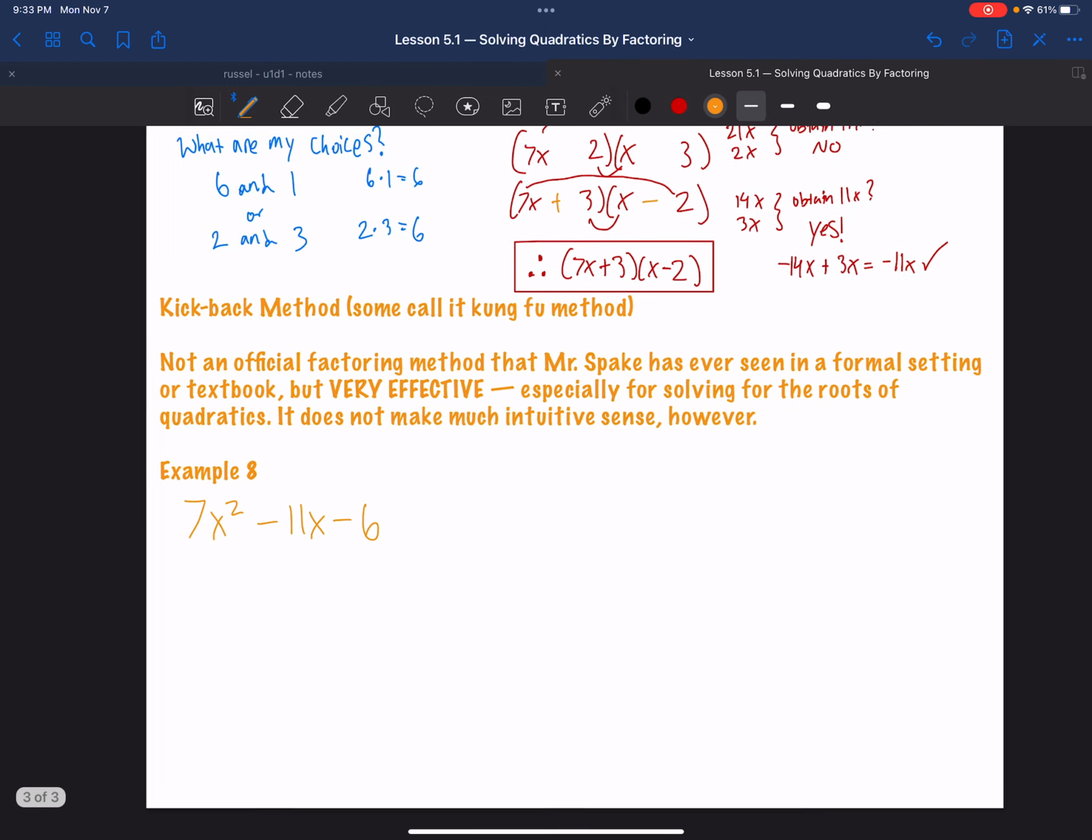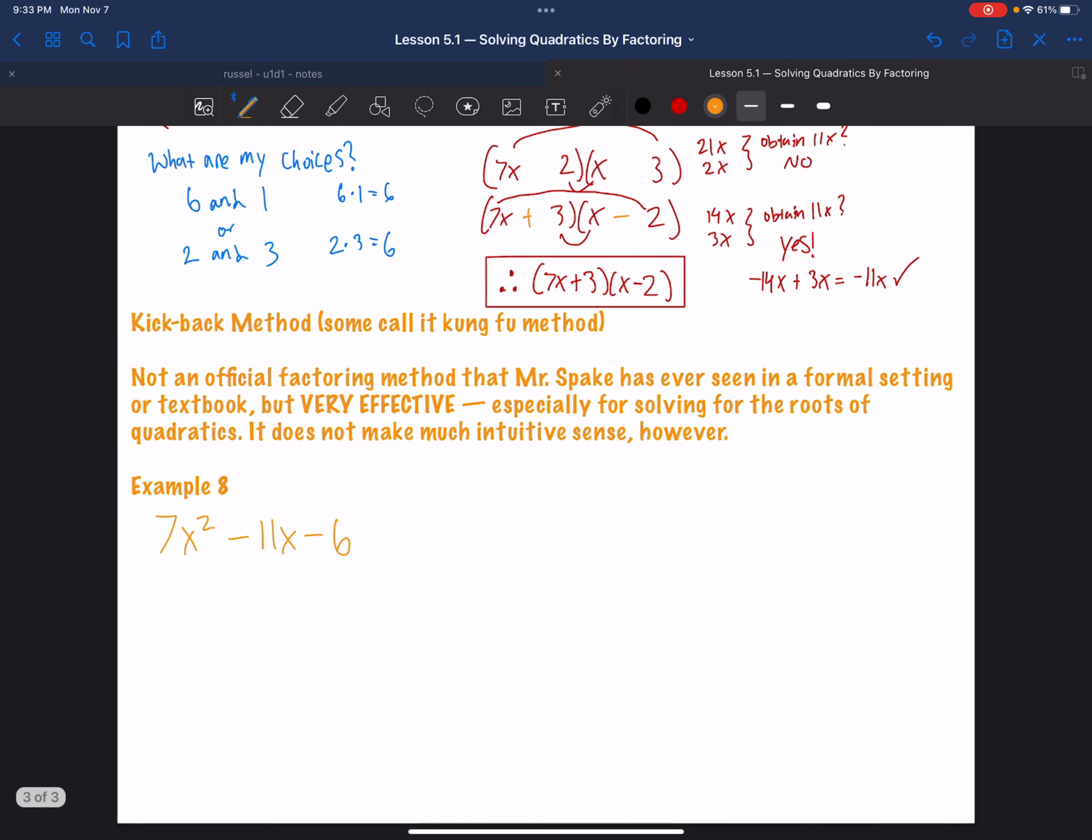Here's how the kickback method works. The kickback method works by factoring like normal. 7 times negative 6 is negative 42. And down here is negative 11. Now, what times what gives negative 42 and adds to get negative 11? Well, you can test a bunch of things, but the result you're going to come up with is negative 14 and positive 3. You could have paused the video and tried to figure that out, but if you need a moment, just pause and think about it, okay? You will get those as factors.